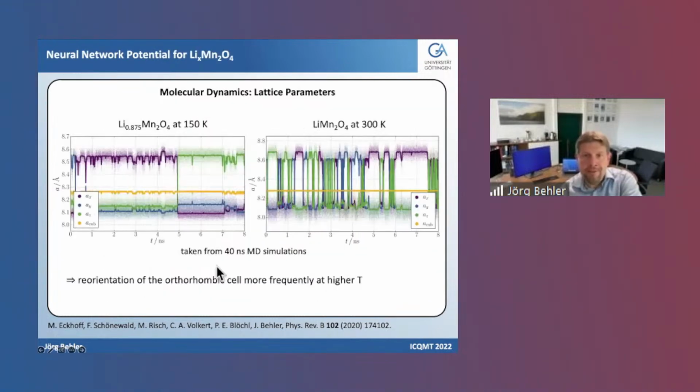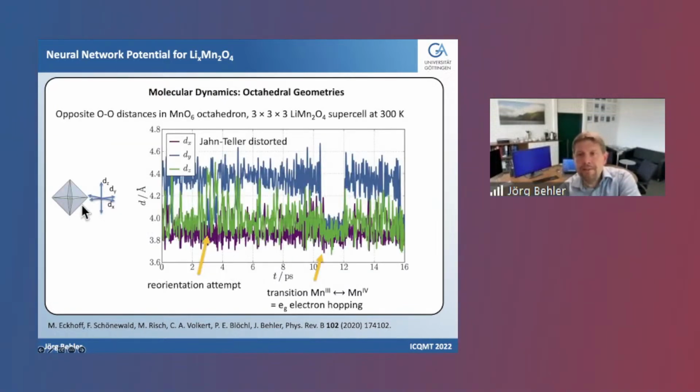If we now zoom in and look at the lattice parameters, then we see that at lower temperatures we have, for these three orthorhombic lattice parameters, rather slow, few transitions. At higher temperatures we have faster transitions. And we can further understand this by looking at the individual octahedra. And here you see the three diameters of such an octahedron.